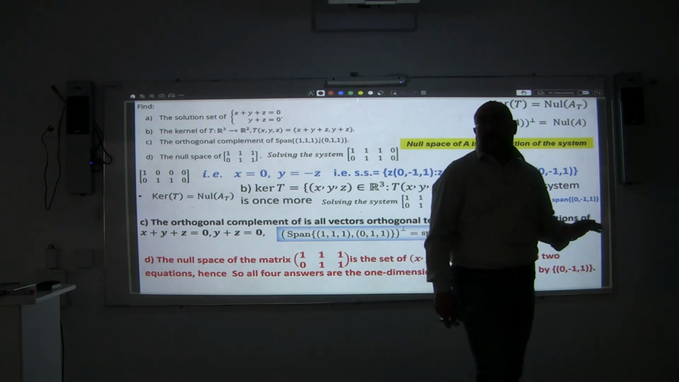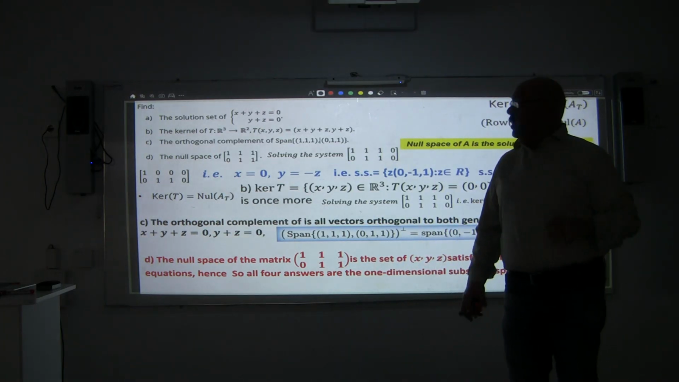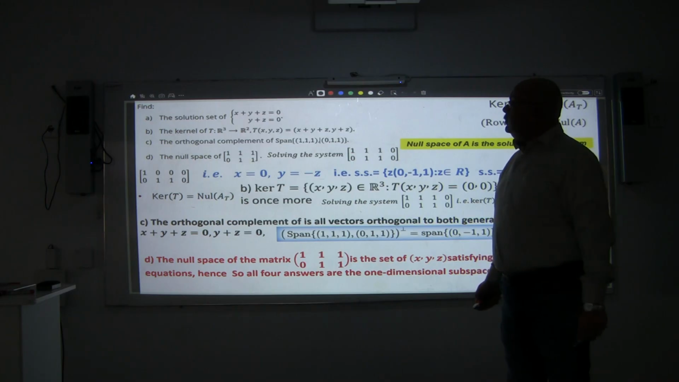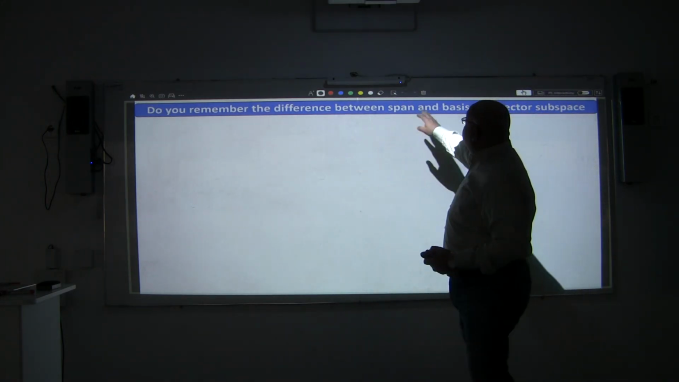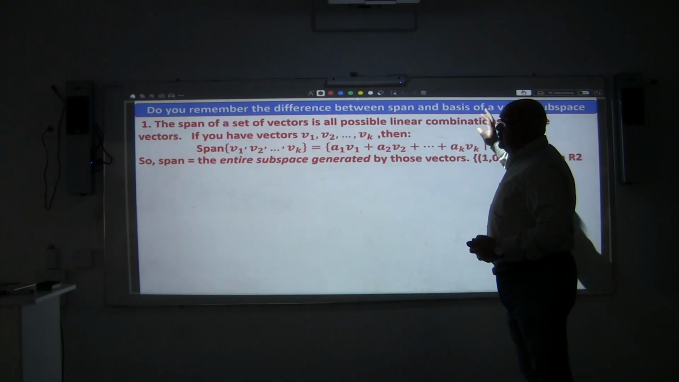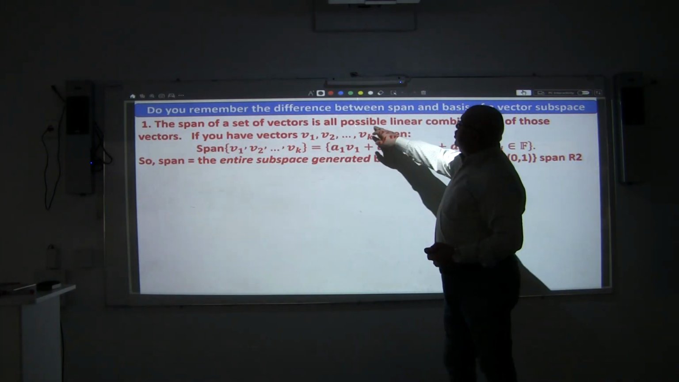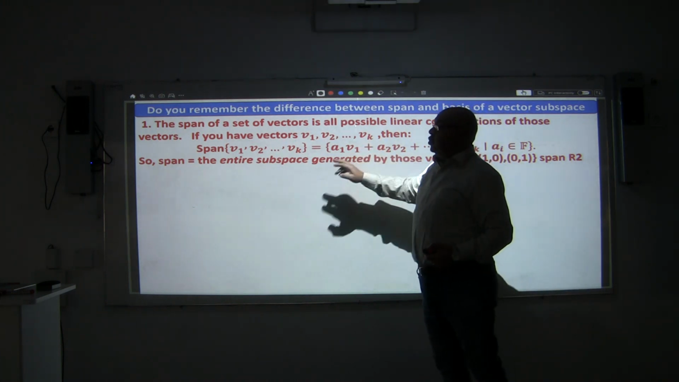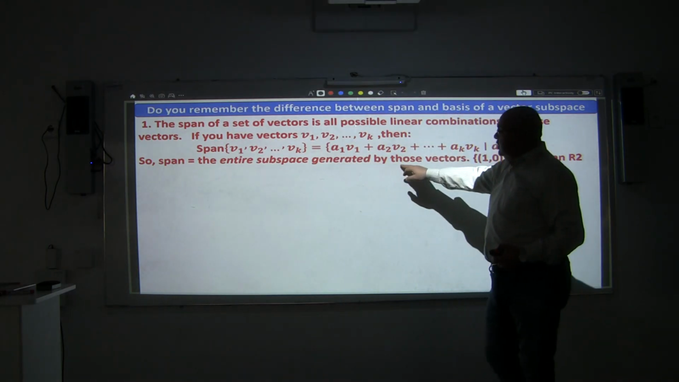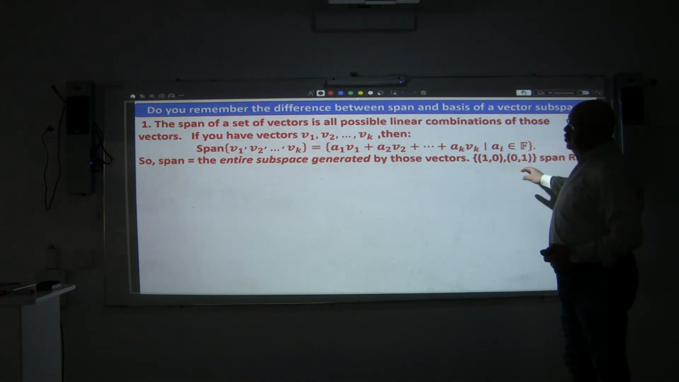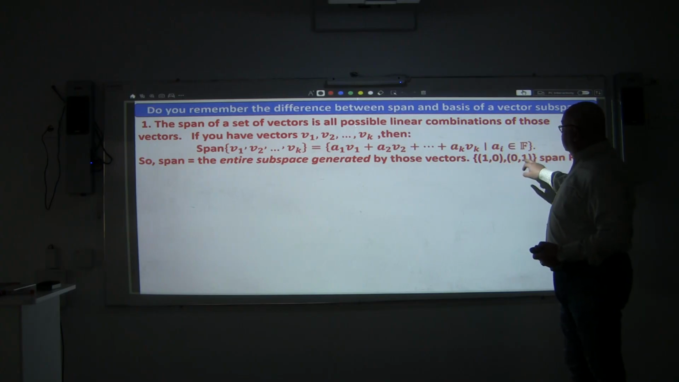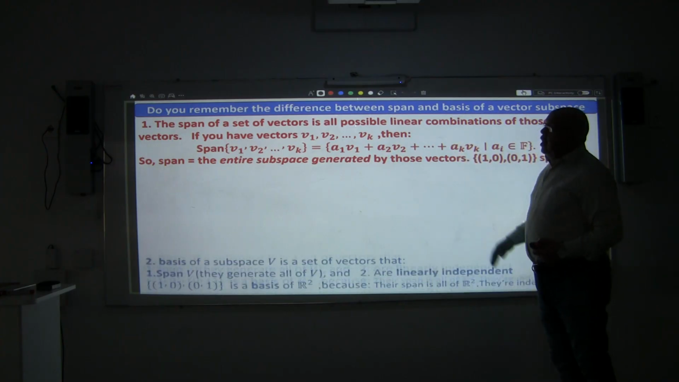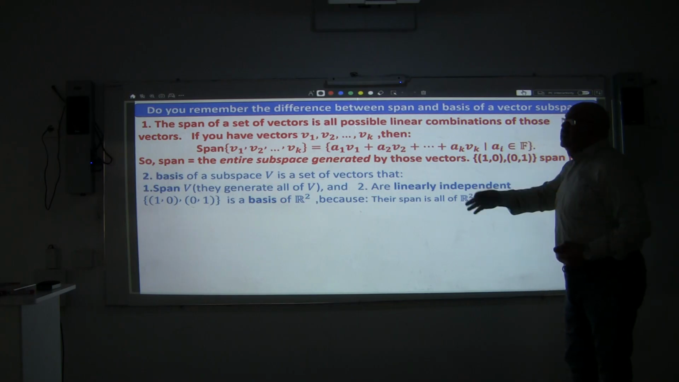This is a really very important problem. I want you to go through it more than once. It's already solved in front of you. Now I want you to remember the difference between a span and the basis. Span means a set of vectors with all possible linear combinations that will generate a certain vector space. So span is the entire subspace generated by those vectors, like (1, 0) and (0, 1), or (2, 0) and (0, 2), will give R2. Also, for the span, I can use (1, 0), (0, 1), (0, 2), (2, 0), and it will generate the same span. Okay, the basis, it is the optimal set.